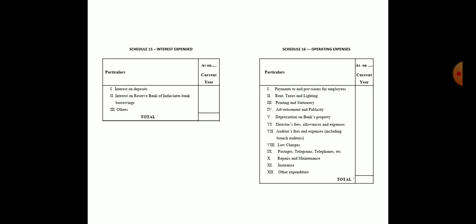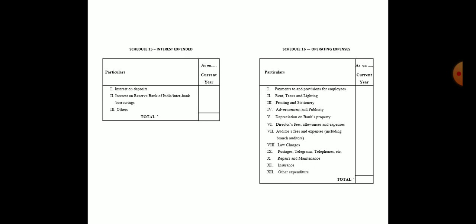Then schedule number 15, that is interest expended: interest on deposits, interest on RBI or interbank borrowings. If we get money from the RBI, then we have to pay a rate that is known as the repo rate. If we give a loan to the RBI, then we get some interest that is known as the reverse repo rate. Here we are talking about interbank transactions, interbank borrowings. Sometimes one bank will give a loan to other banks.